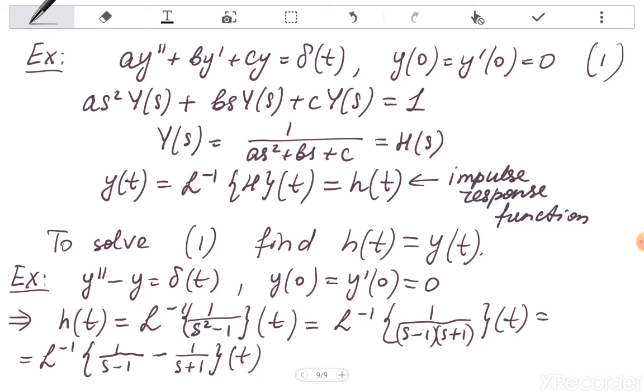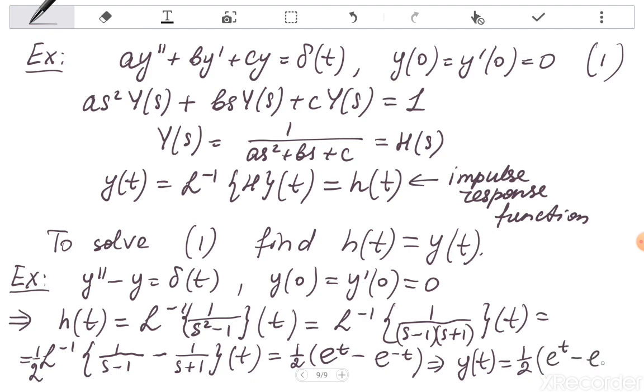In fact, there should be a half right in front, so it should be a half as well. So this is a half of the inverse Laplace transform of 1 over s minus 1, which is e to the t, minus e to the minus t. So we get that the solution is a half, e to the t minus e to the minus t.